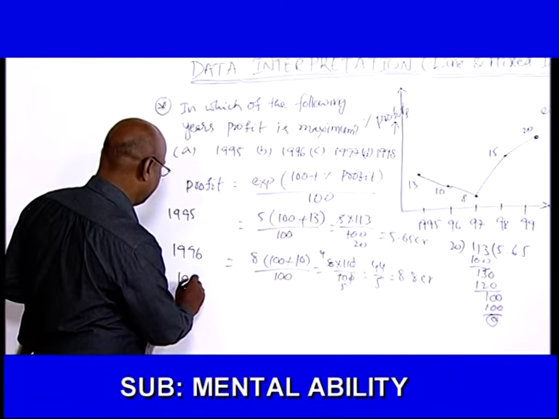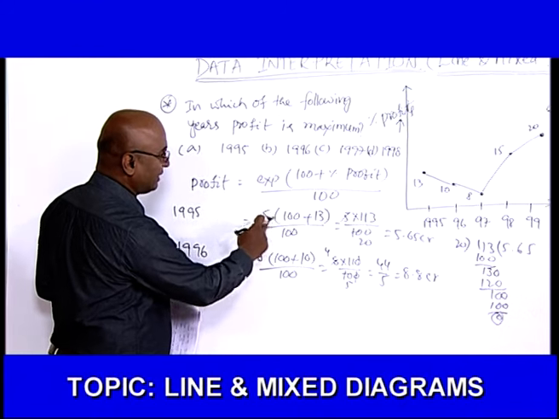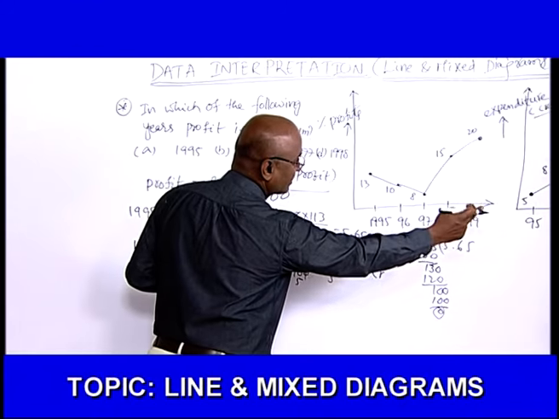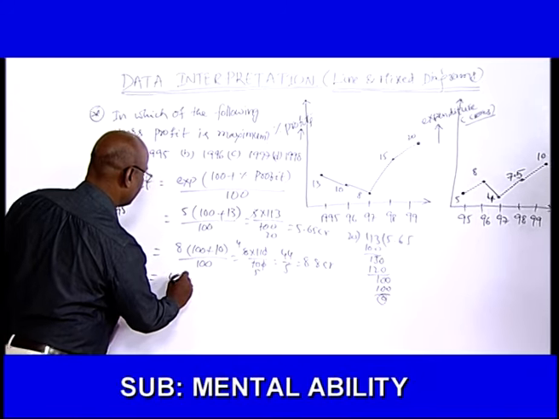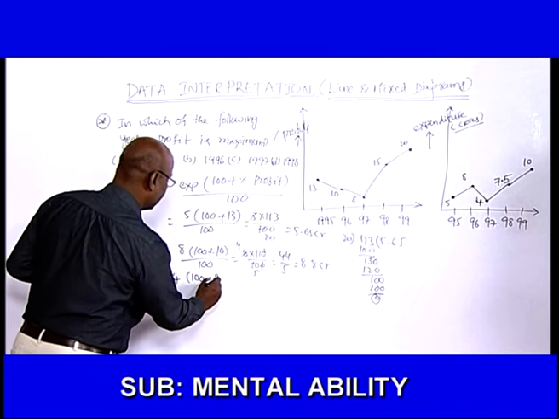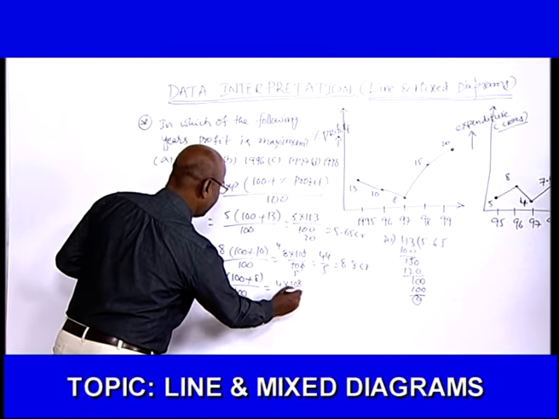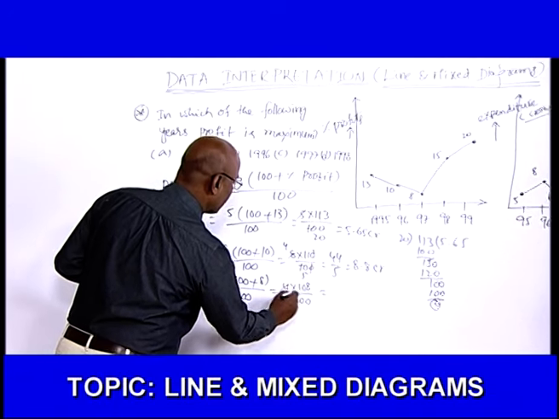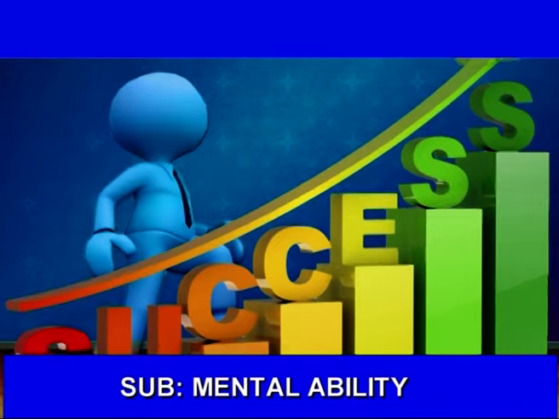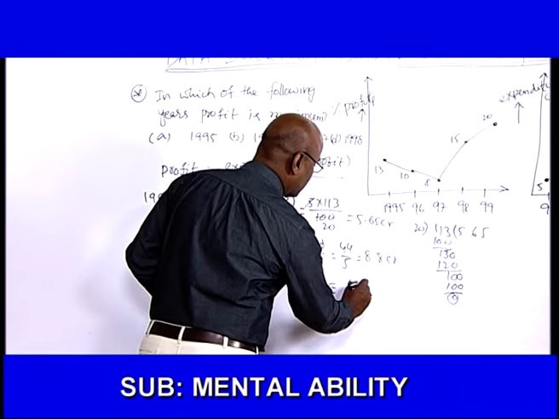And in the year 1997, profit is equal to expenditure. In the year 1997, expenditure is 4 crores. 4 into 100 plus percent profit in the year 1997, which is 8, by 100. That is equal to 4 into 108 by 100. That is equal to 4 ones and 4 25s, and 108 by 25. That is equal to 4.32 CR.